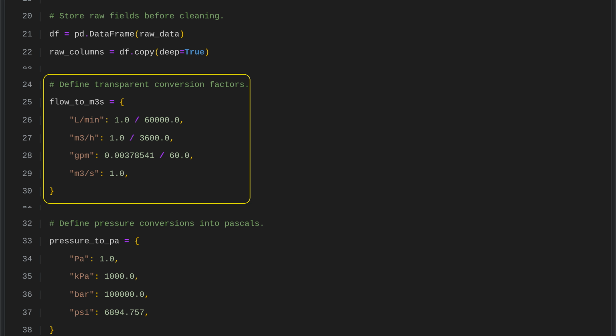This defines conversion factors that standardize flow rates into cubic meters per second. Liters per minute, cubic meters per hour, and gallons per minute are each scaled by the appropriate factor, while cubic meters per second use a factor of 1. This makes flow measurements consistent across different units.